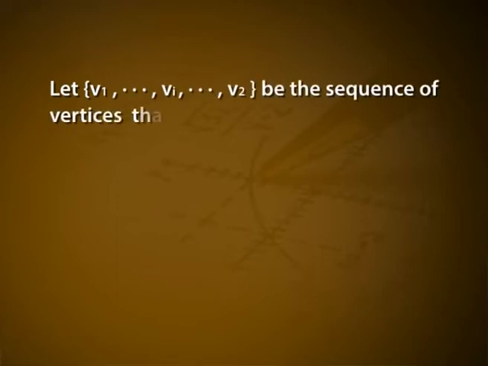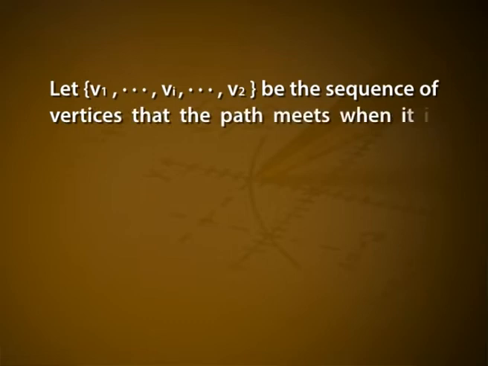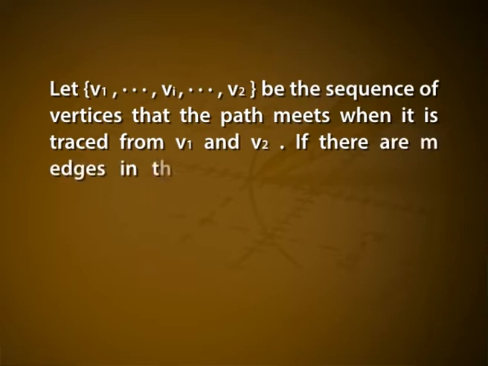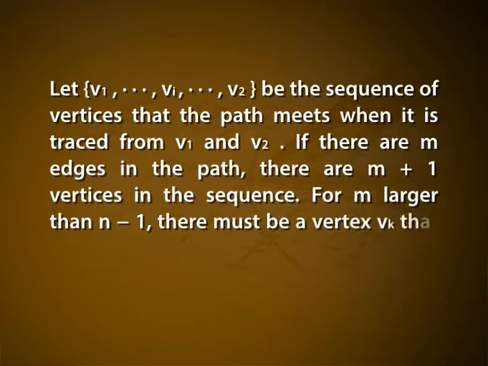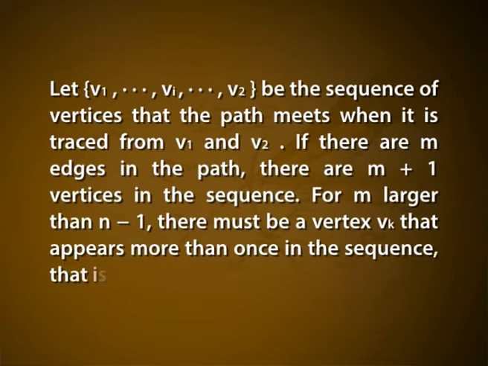Let the sequence V1, etc., Vi, etc., V2 be the sequence of vertices that the path meets when it is traced from V1 to V2. If there are m edges in the path, there are m plus 1 vertices in the sequence. For m larger than n minus 1, there must be a vertex Vk that appears more than once in the sequence, that is, the sequence will be V1, etc., Vi, etc., Vk, etc., Vk, etc., V2.